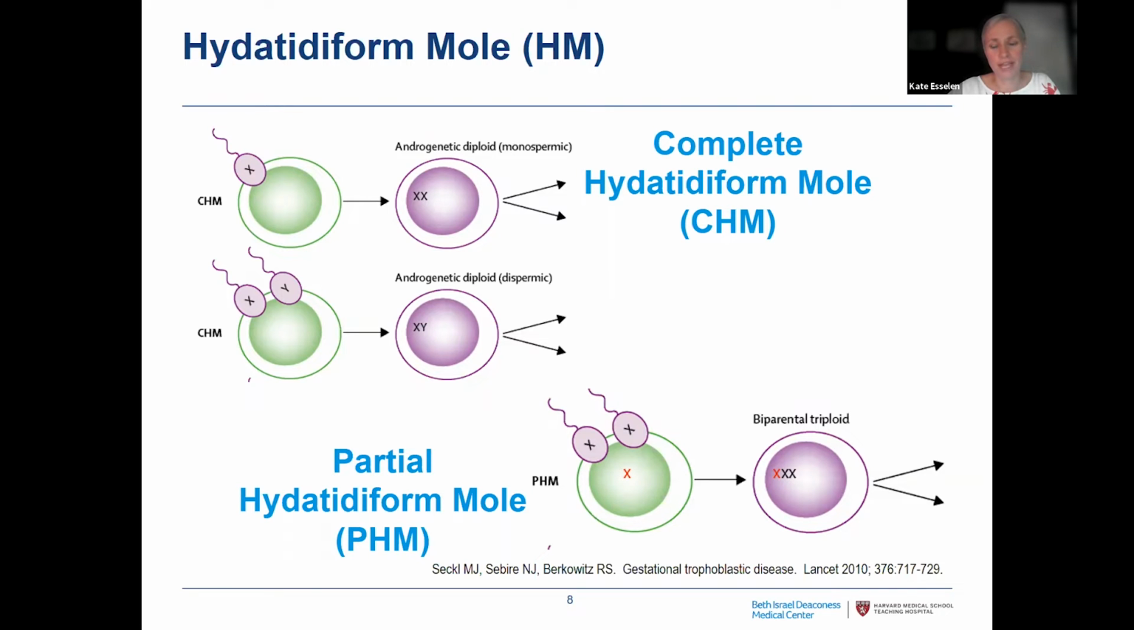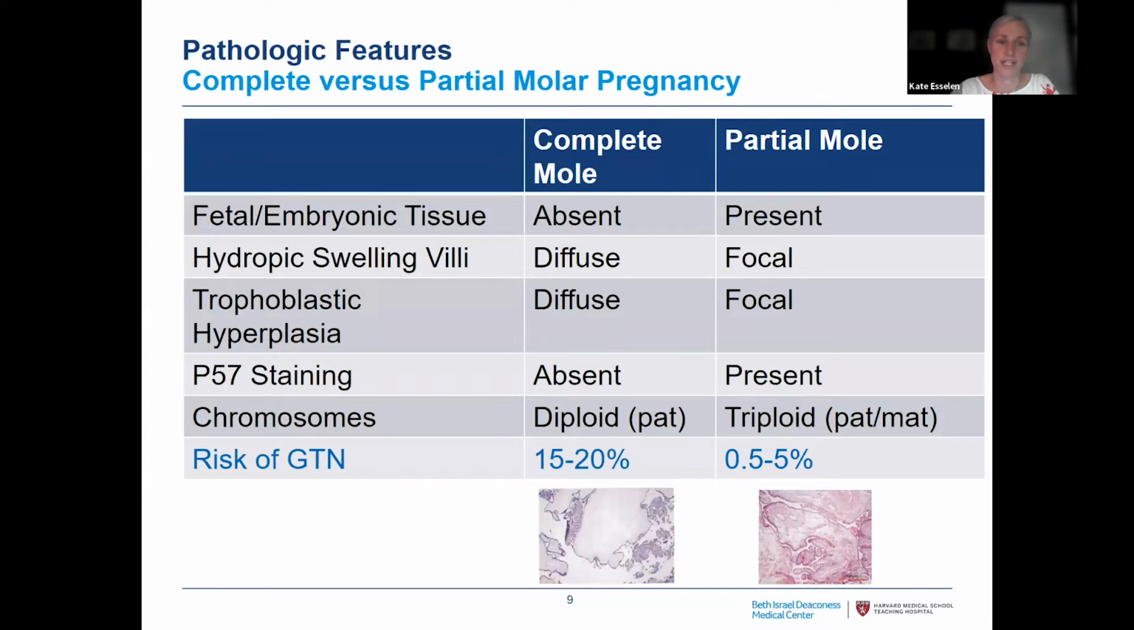The partial moles, on the other hand, represent sort of similar fertilization events with either 1 or 2 sperm, shown here as 2 sperm, and there is still retained a haploid set from the mother, and then you get this triploid pregnancy that is a partial molar pregnancy. And sort of understanding this, which I realize is review for many people here, helps us understand why what we see on pathology and potentially the biologic behavior of it is so different.